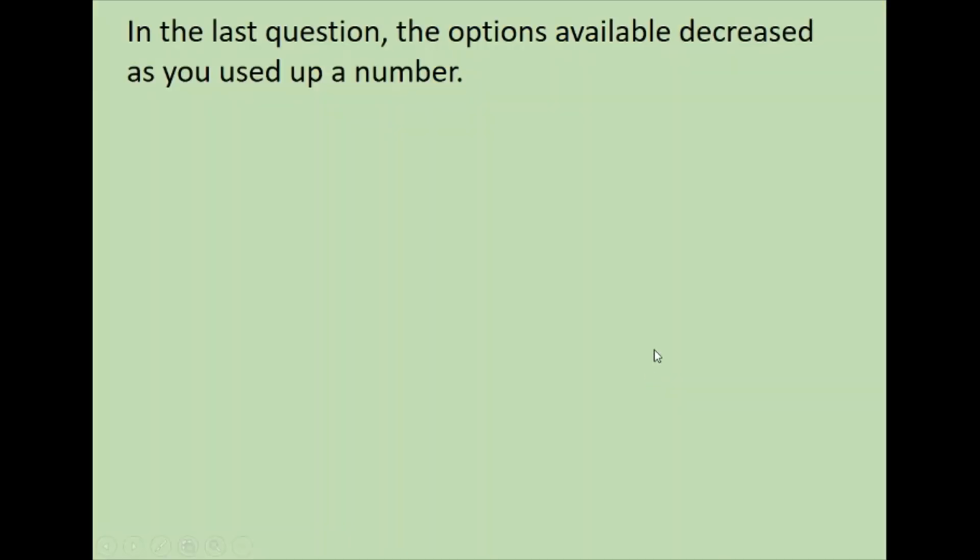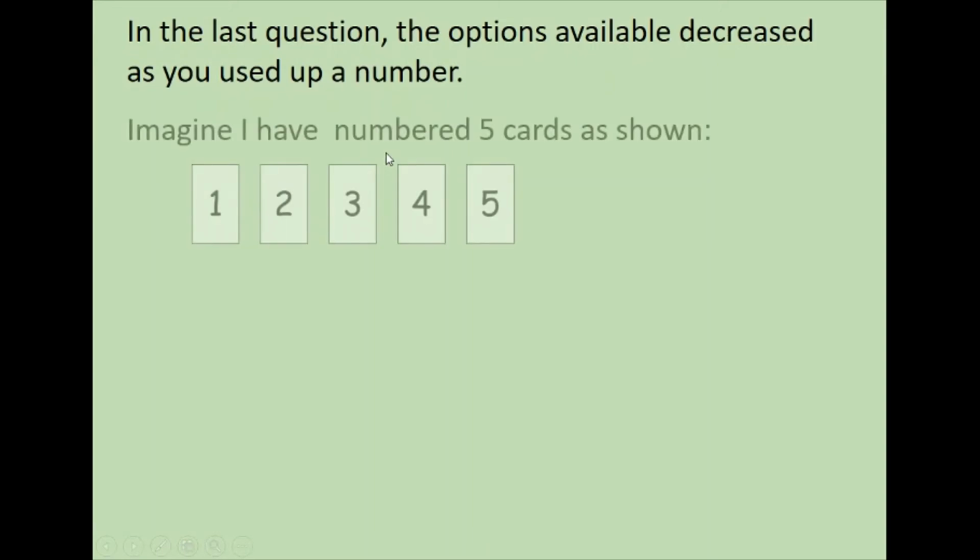So, that very last question, we had a situation where the options started to decrease. As you use up a number, you had less and less choices. Now, I'd like you to look at this, and then this will hopefully explain what happened there.